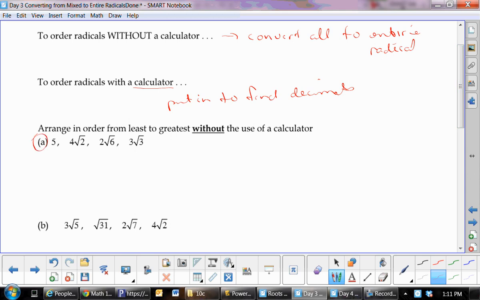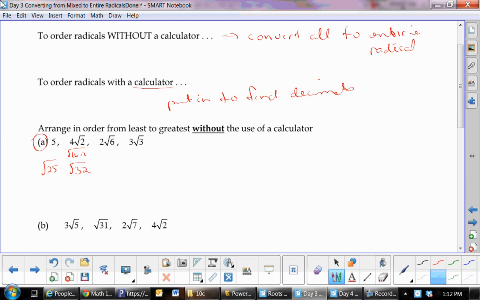Now, let's make everything entire radicals. Like, how do you make 5 a radical? Square root, what? 25. Okay? What happens with 4 root 2? When it comes in the house, it will become 16 times 2. So this is going to be root 32. Now, do you see how it's really easy to compare root 25 and root 32?